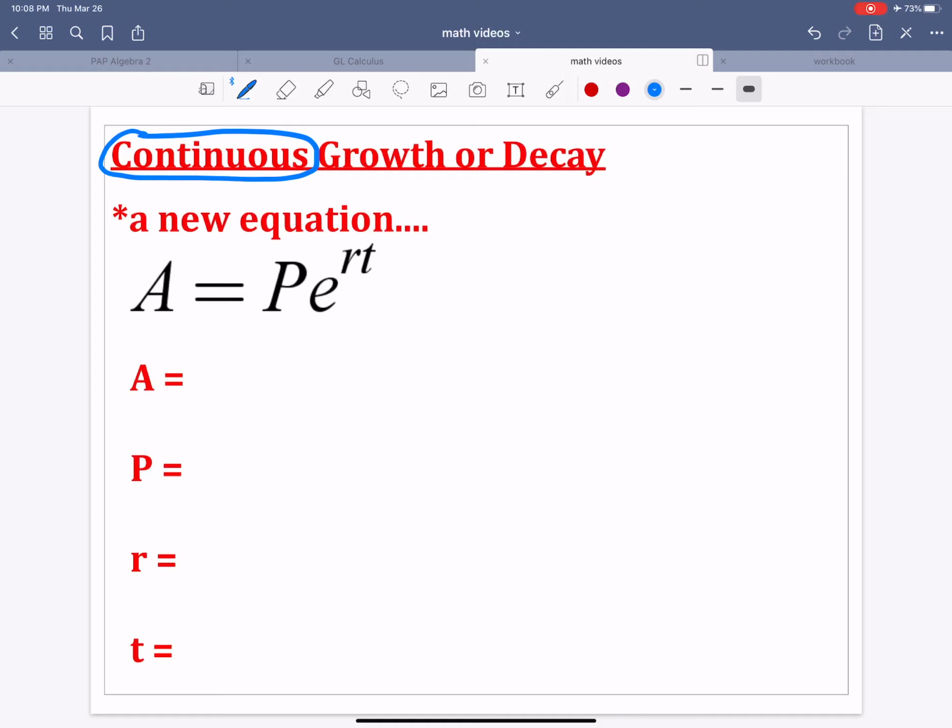Okay, so A is going to be the future value, the value of something in the future, not today, but at some point in the future. P is going to be the present value or the current value or today's value. So A is the future value, what you have after a certain amount of time. P is the present value, what you currently have or what you're starting with.